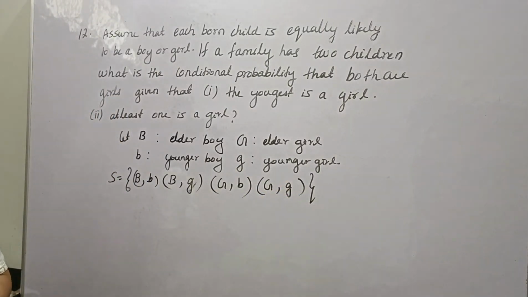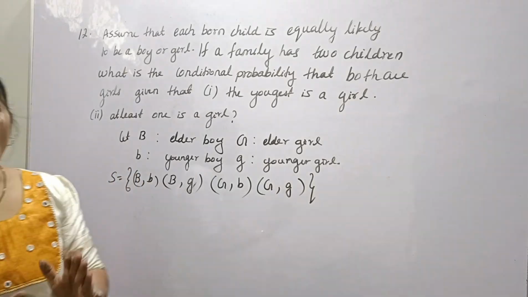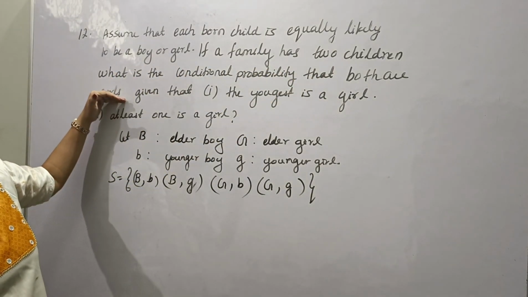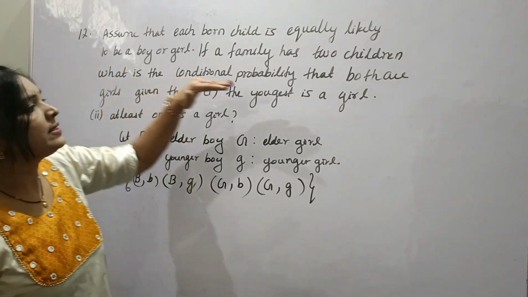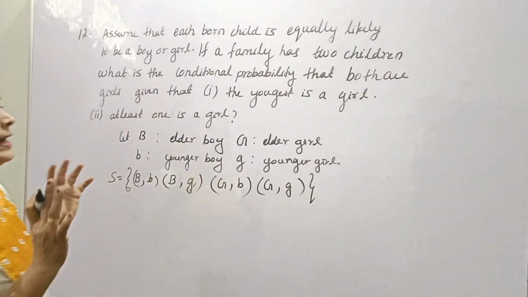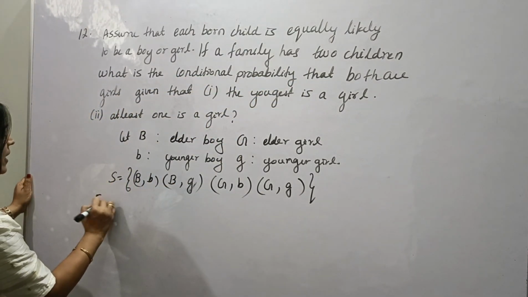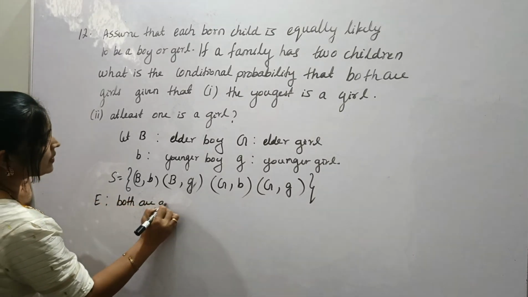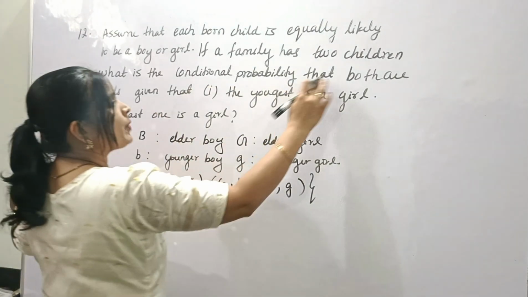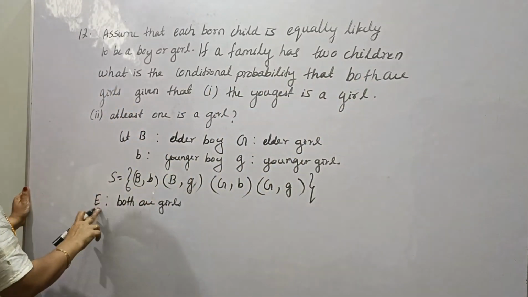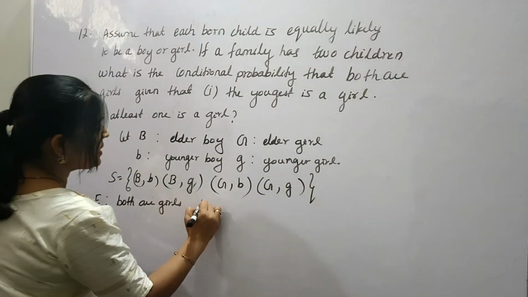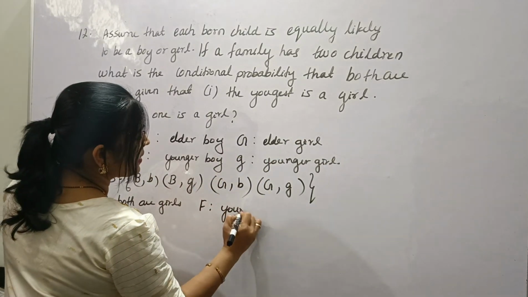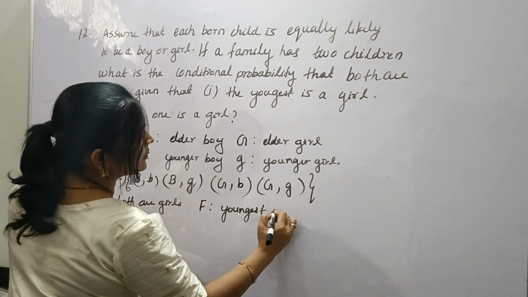So here we have to find the conditional probability of both are girls. Okay, conditional probability of both are girls given that youngest is a girl. Okay, now let E be the event, both are girls. Okay, both are girls, because we have to find the conditional probability of both are girls, right? So let E be the event, both are girls, and F be the event, youngest is a girl. Okay, youngest is a girl.